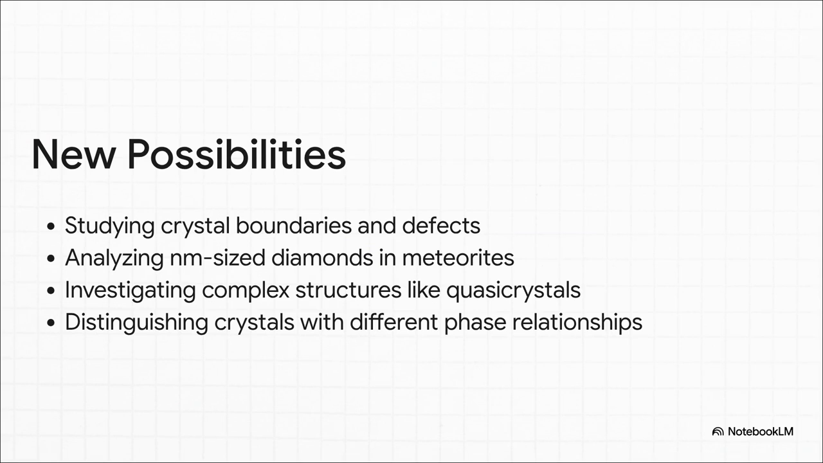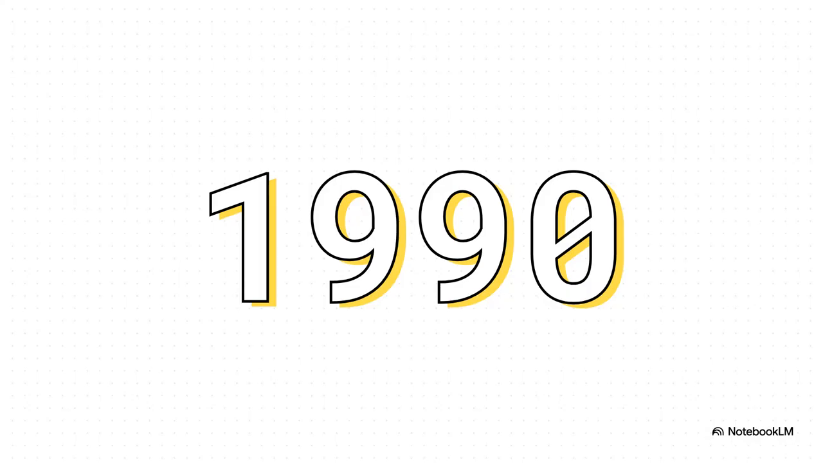I mean, this one single technique unlocked a whole new universe of research. Suddenly, scientists could accurately study things like nanometer-sized diamonds found in meteorites. They could investigate these weird, super complex structures called quasi-crystals. They could even tell the difference between crystals with really subtle phase relationships. It's amazing. One mathematical idea just blew the doors open for countless new scientific adventures. And just think about it. This massive paradigm shift all started with a single paper published back in 1990. It's just such a powerful reminder of how one brilliant idea can give us the tools that go on to shape entire fields of science for decades.